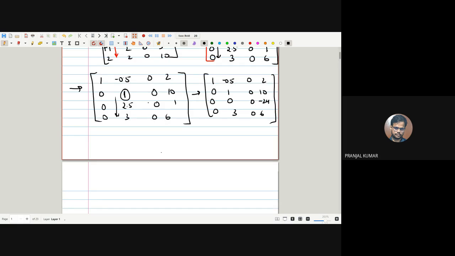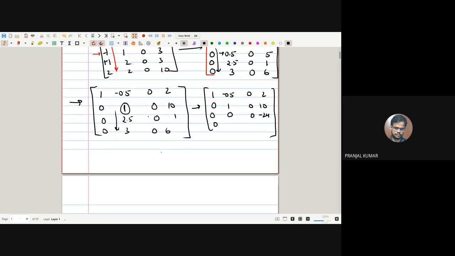Okay, I should have converted this also. Okay, 0, 3, 0, 6. So this will be subtracting 3 times row 2 from row 4. So 0, 0, 0, and minus 24. Minus 24.